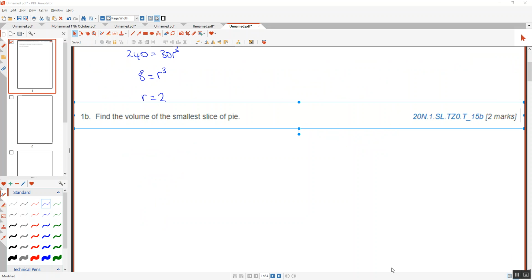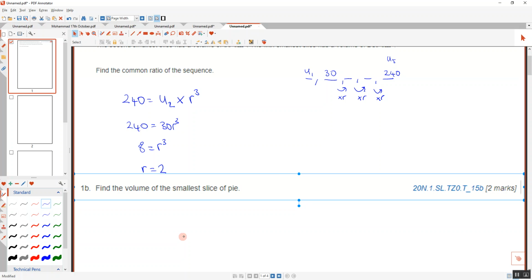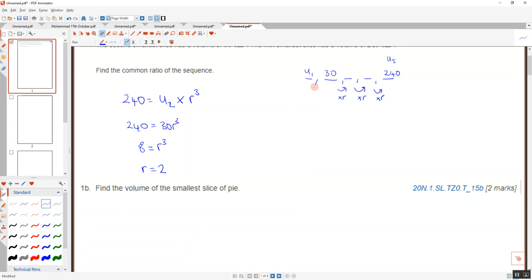For part B, we have to find the smallest piece of the pie. So we know that the second term is 30, and the smallest piece is U1, so it's going to be 30 divided by 2. So it's going to be 15. 30 divided by 2.